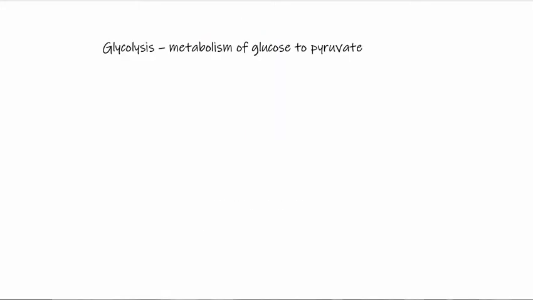So before we get into talking about the actions of insulin and glucagon, let's review some terms that are similar sounding but very different. Glycolysis is the metabolism of glucose to pyruvate. Glycogenesis is the formation of glycogen.